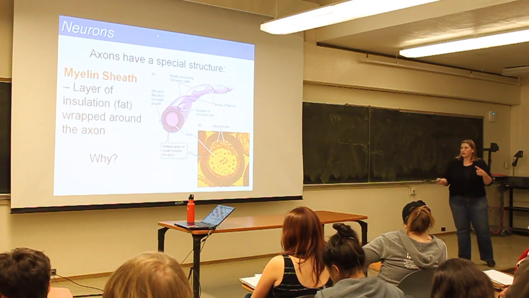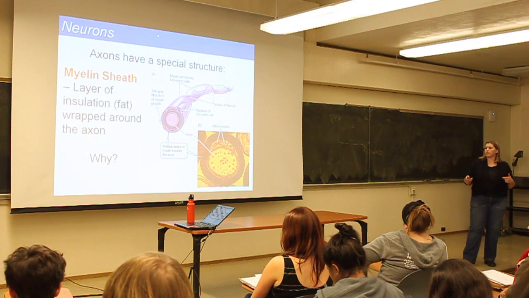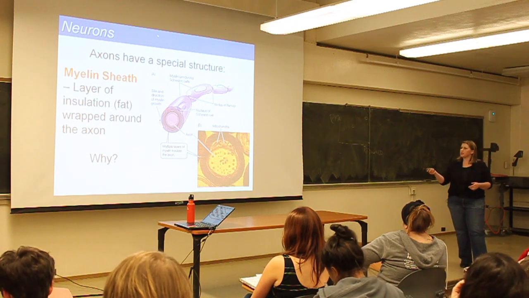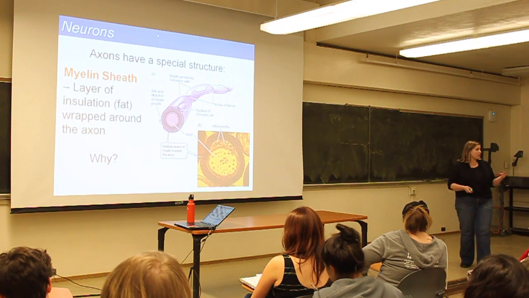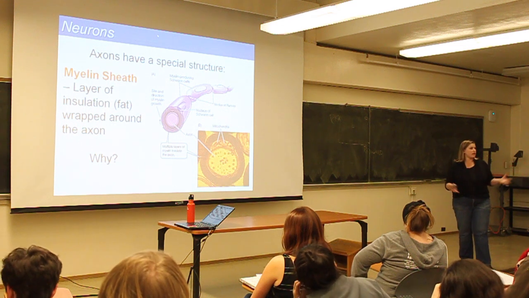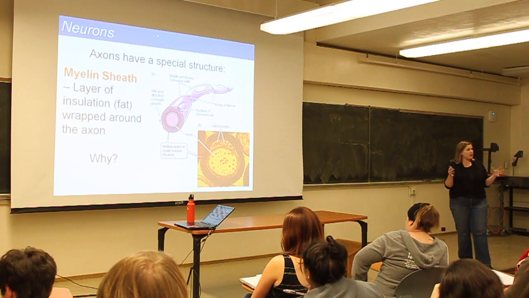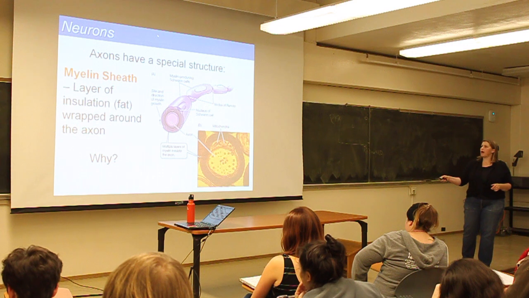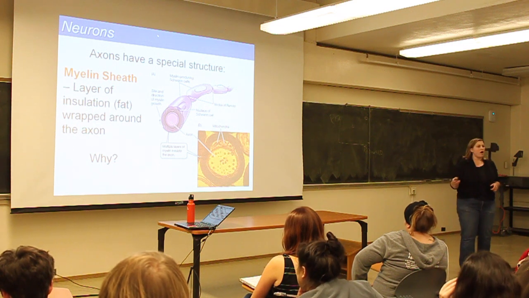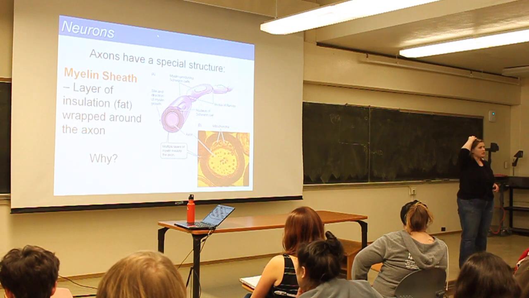And there are specialized cells in different parts of the nervous system that actually do this, but they wrap their lipid bilayer, right? They have this fatty membrane that is surrounding them. They specialize that membrane, and they actually wrap it around the axon. Any idea why that would be helpful? What function it might serve?